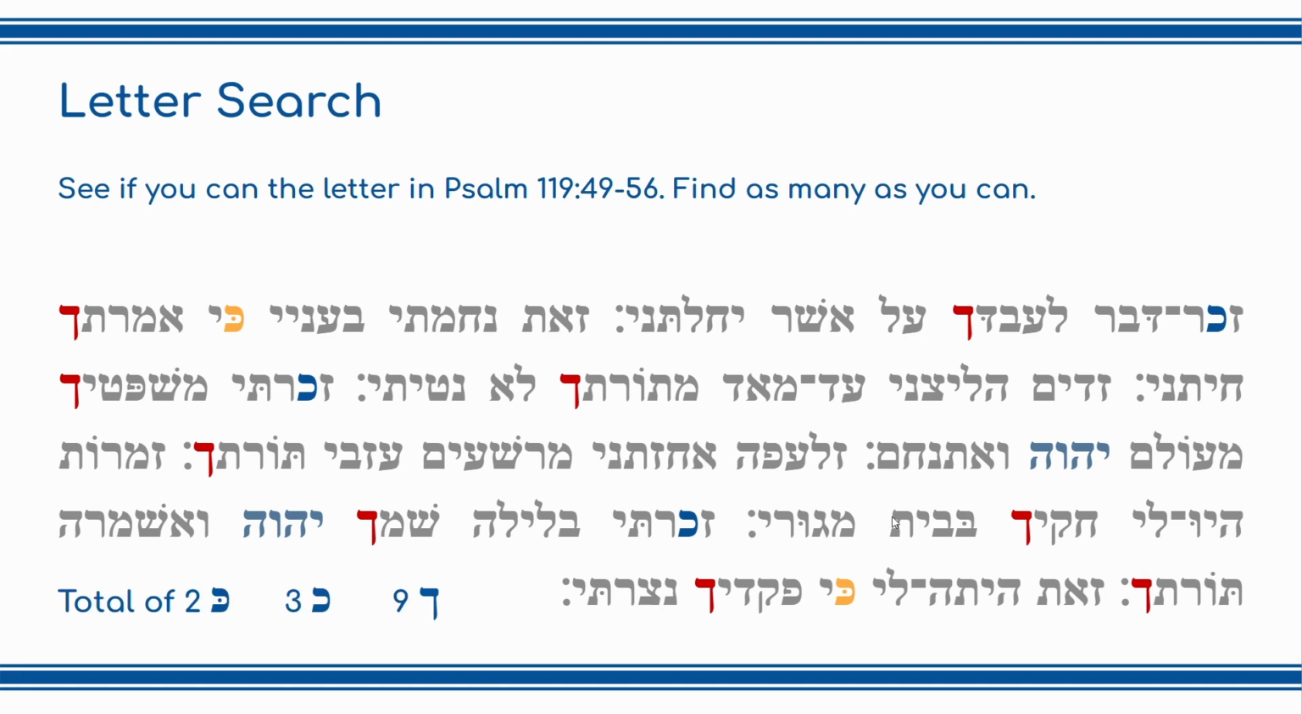So there are a total of 2 kafs, 2 that make the K sound, 3 that are in this form where it did not take its medicine, it doesn't have the dot, it's chaf, and then 9, which are chaf sofit. So you have 3 and 9 here. 3 plus 9 is 12. And so you got 12 sounds over here with just those letters in this passage, which means you should really work on your sounds if you want to get really good at Hebrew.